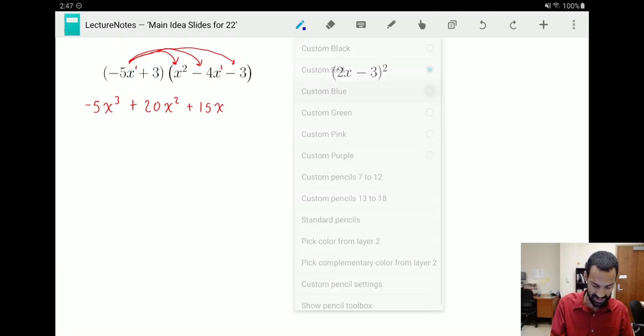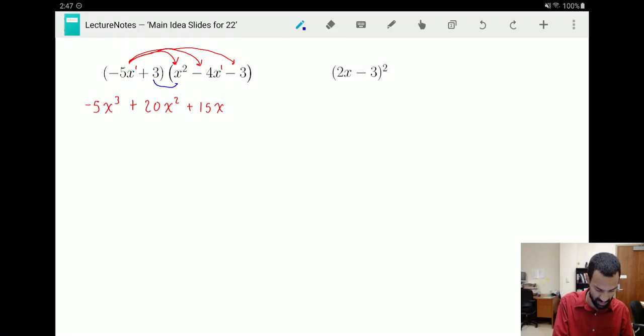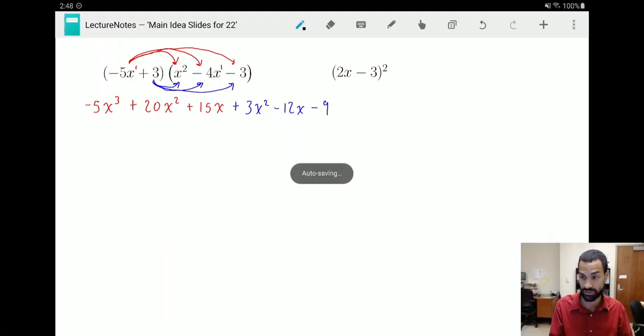Okay, now I'm going to take this 3 and distribute it. 3 times x squared is a positive 3x squared. 3 times negative 4x is negative 12x. And 3 times negative 3 is negative 9. Okay, so I've distributed each term in the first set of parentheses to all three terms in the second set of parentheses. Now I'm going to combine like terms if I have them.